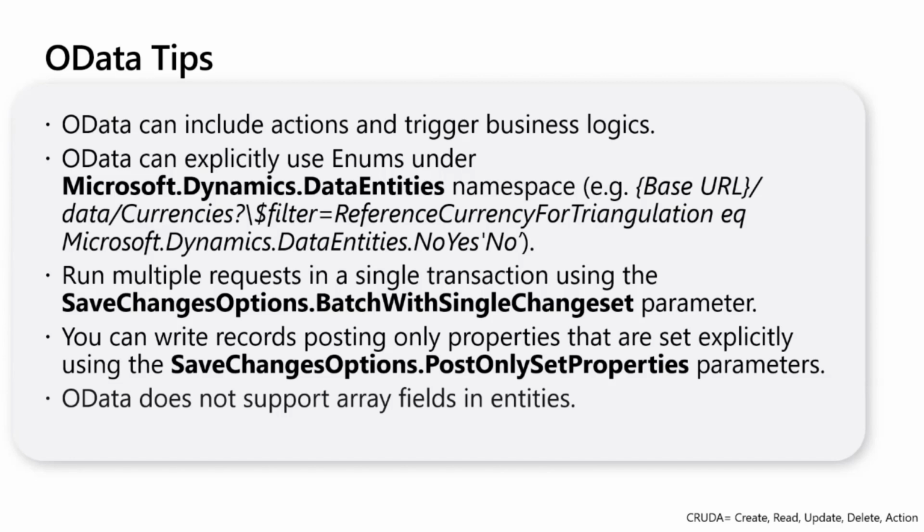You can also run multiple requests in a single transaction using the batching options. This is very useful and I use it a lot, especially with .NET coding, in scenarios where header and lines are involved. For example, integrating a sales order and lines when you want to batch them together. You can also write records posting only properties that are explicitly used to avoid deleting information you don't need to manipulate. OData also doesn't support array of fields in the entities.